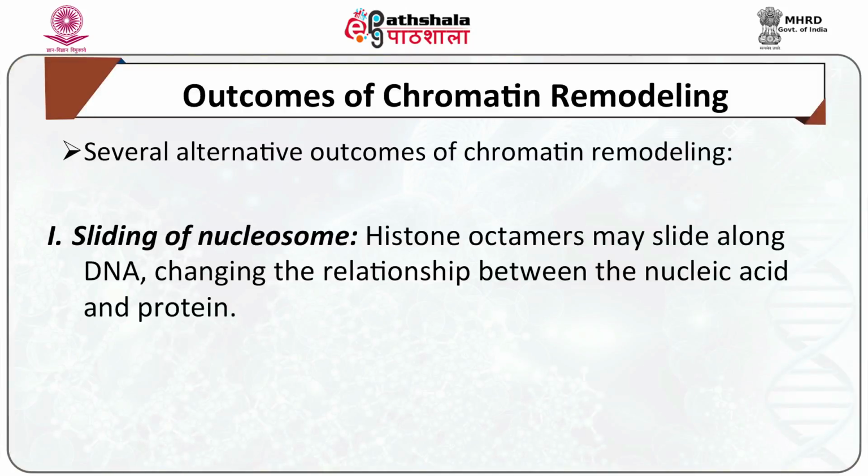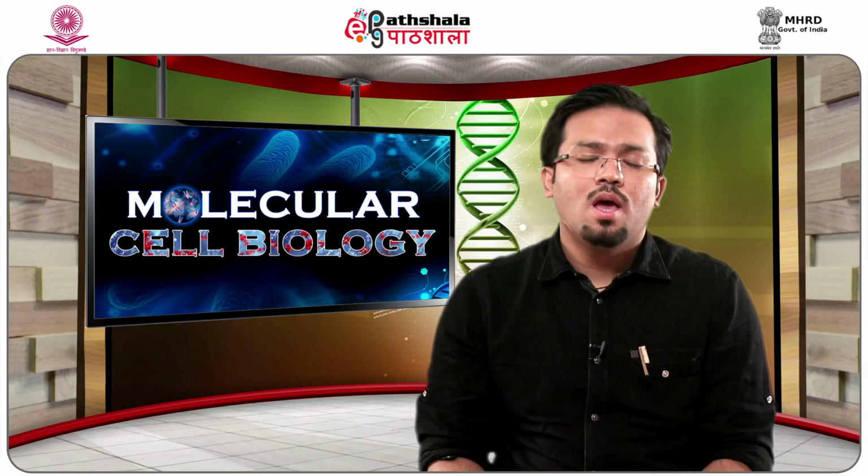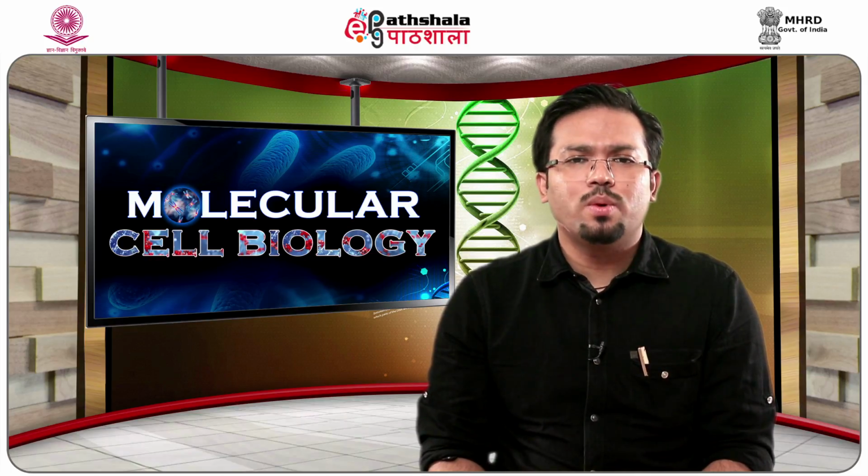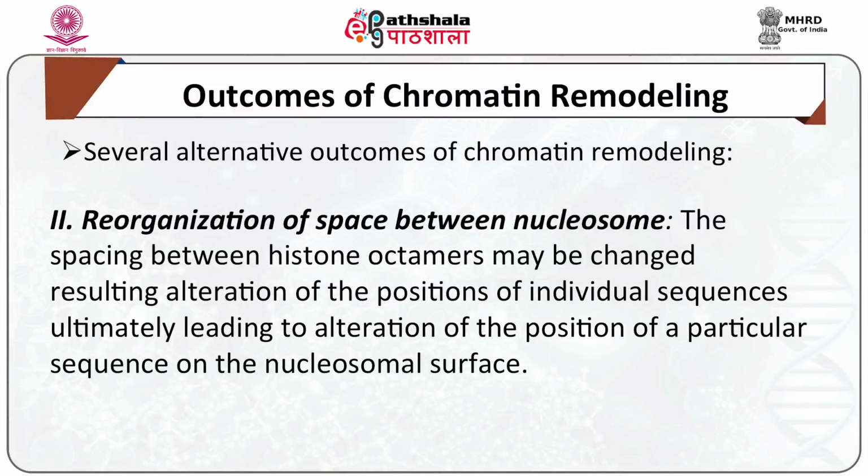There are several alternative outcomes of chromatin remodeling. Sliding of the nucleosomes: histone octamers may slide along the DNA, changing the relationship between the nucleic acid and the protein. It alters the position of a particular sequence on the nucleosomal surface. Reorganization of the space between the nucleosomes: the spacing between the histone octamers may be changed, again with the result that the positions of individual sequences are altered relative to the protein. It results in the alteration of the position of a particular sequence on the nucleosomal surface.